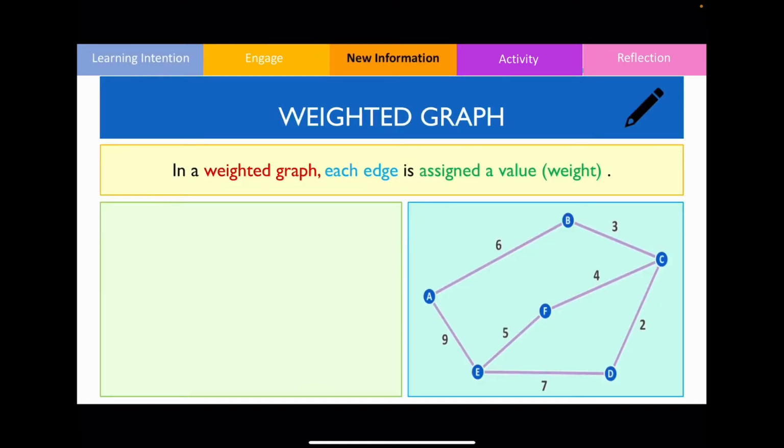I like to first start off by defining what a weighted graph is. So in a weighted graph, each edge, meaning each line, is assigned a value and we refer to that value as a weight. Depending on the context or the problem that the network is based on, the weight of an edge could either represent the distance, the time, or the cost.